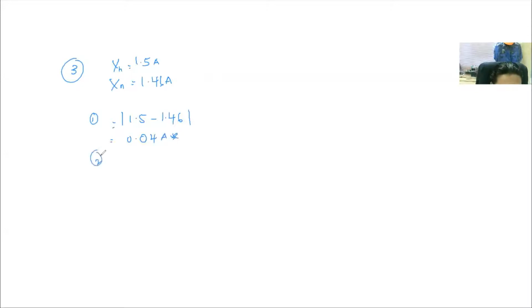Next will be the percentage of error. For the percentage of error, this is the absolute error, divided by the expected.